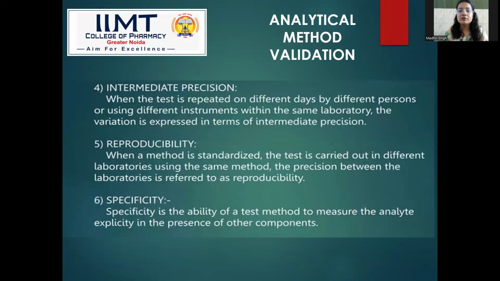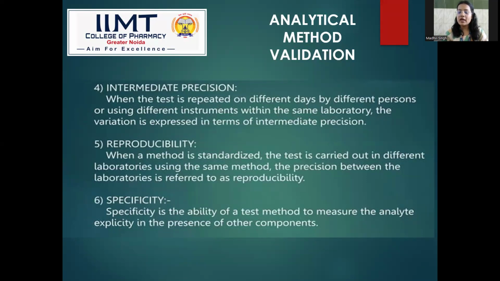Then fourth point is intermediate precision. Intermediate precision is when the test is repeated on a different day by a different person using a different instrument, different conditions within the same lab. Then the variation is expressed in terms of intermediate precision. Then reproducibility. Reproducibility is for a standardized method. The test is carried out in a different laboratory using the same method. The precision between laboratories is known as reproducibility, whether a certain change or none has been recorded.